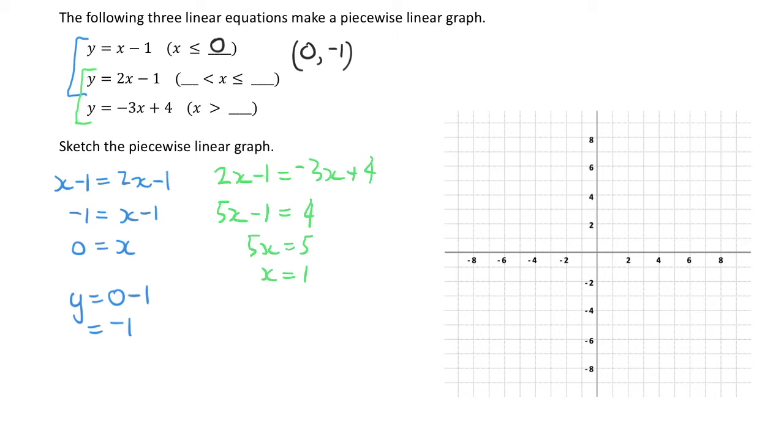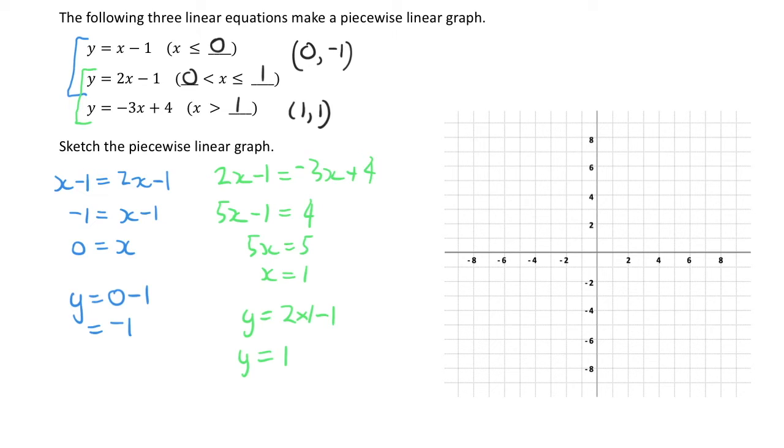Knowing that x is equal to 1, I can go ahead and determine my y value. So y is equal to 2x minus 1, so y is going to be equal to 2 times 1 minus 1. So y is equal to 1. My second turning point is going to be (1, 1). So for my second equation, y equals 2x minus 1, it is going to be that equation on the graph between 0 and 1. And then when x is bigger than 1, it's going to be the third equation, y is equal to negative 3x plus 4.